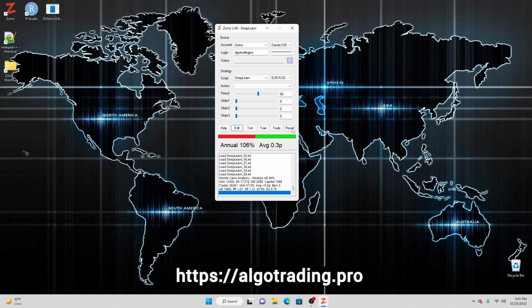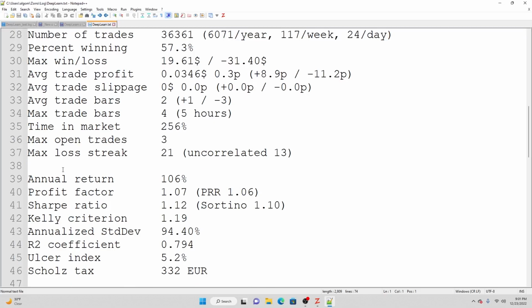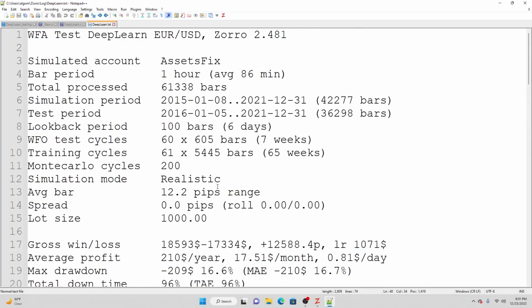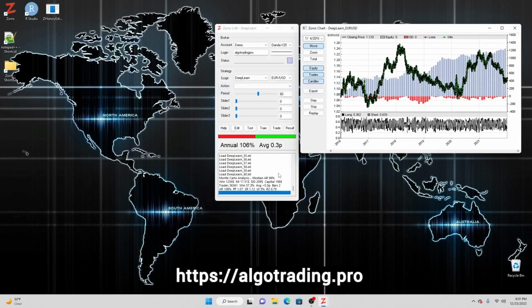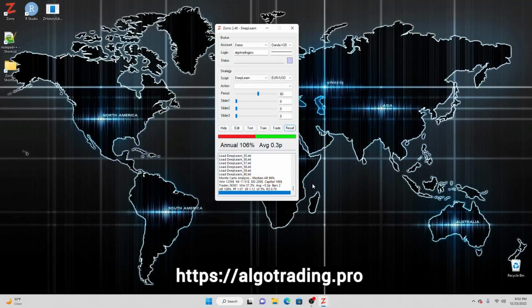And wow, if we look at the results, we are making an annual return of 106% a year and a profit factor of 1.06. The pessimistic return is also pretty good. Sharpe ratio 1.12. So this is not a bad result, guys. This is not a bad result by any measure. Everything looks good. It's a lot of money we're making, and this seems like a very good strategy.